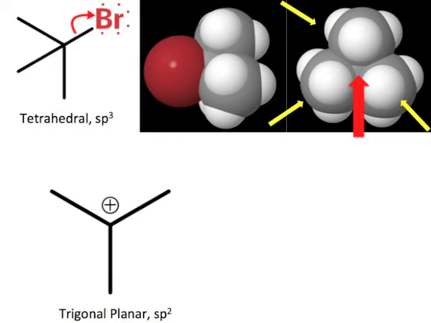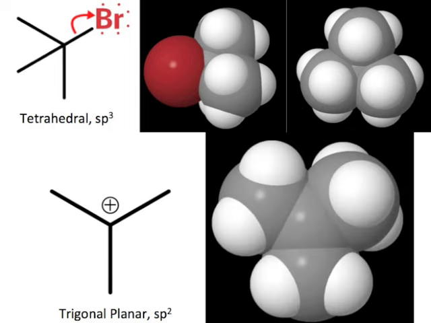After bromine leaves, the structure becomes trigonal planar. It looks the same on both sides. So when a nucleophile comes along, it can attack from either side. There are no groups sticking out blocking the entrance of the nucleophile. There's an equal likelihood of nucleophilic attack occurring from the top or the bottom.